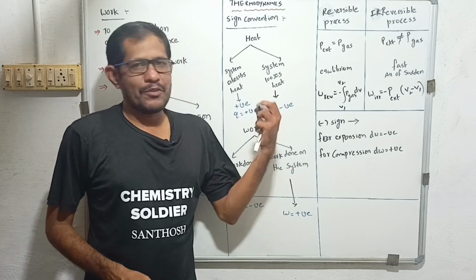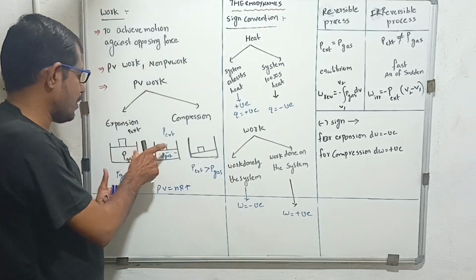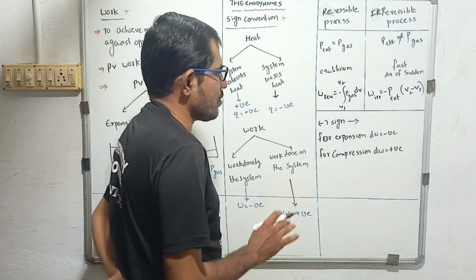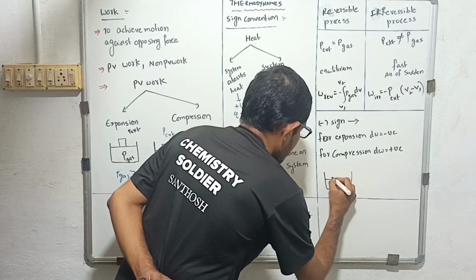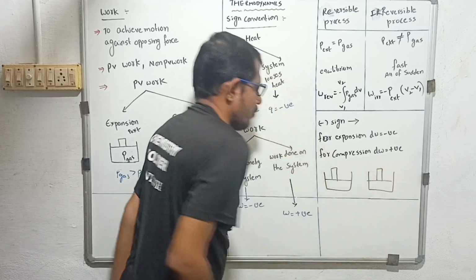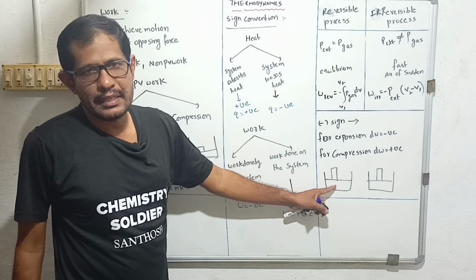Reversible process and irreversible process. I will take this example of a piston with gas to explain that, right? So you have a piston, a vessel filled with gas.